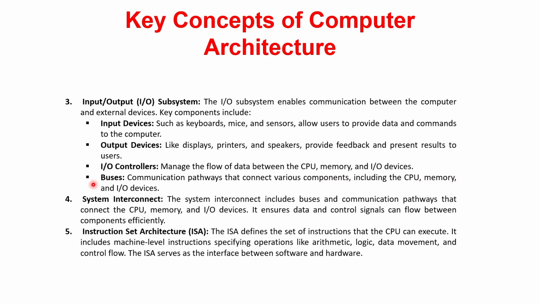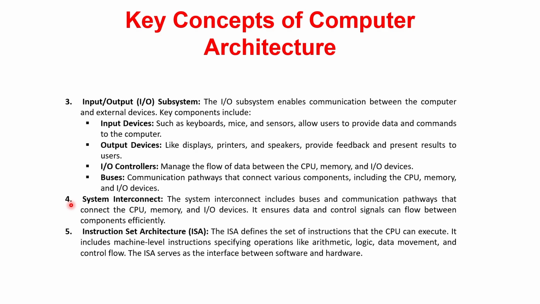data. Okay, so the fourth key concept is the system interconnect. This includes the buses and communication pathways that connect the CPU, memory, and I/O devices. It ensures data and control signals flow efficiently between all the components of the computer system.